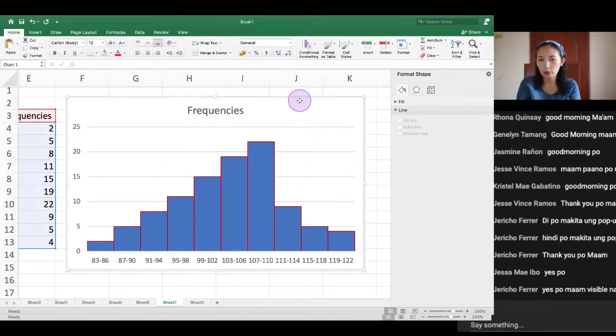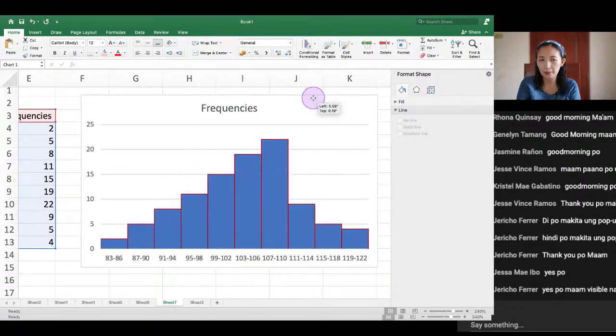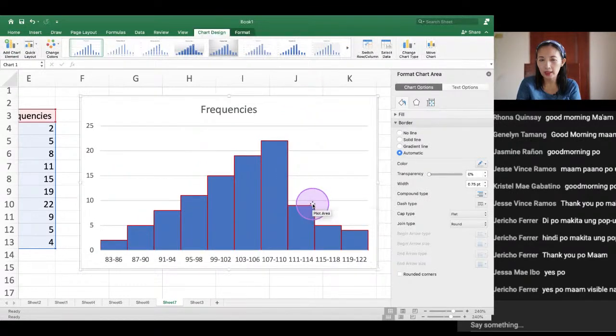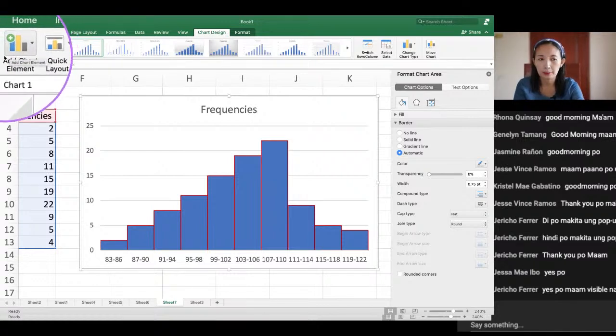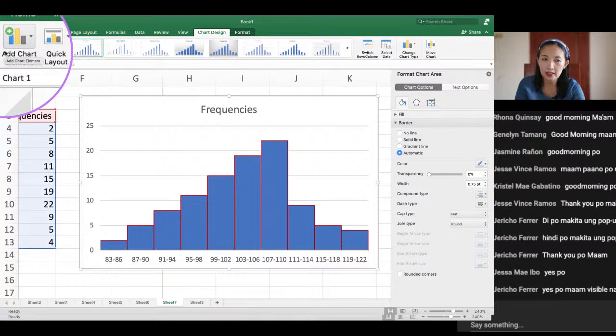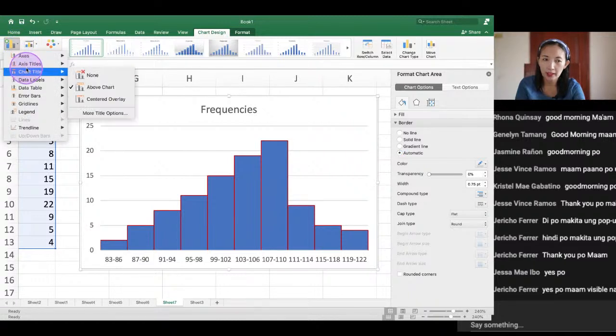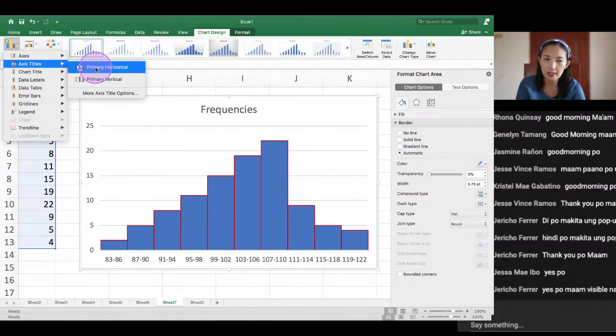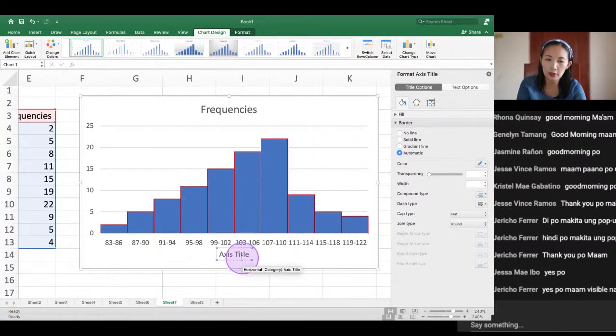And to further format your histogram, if you wish to add a title or a label for your axis, check on the Add Chart Element, upper left corner, just below the file tab. Click on that. There's a drop down arrow beside it. And you can choose axis titles, primary horizontal, the horizontal axis.